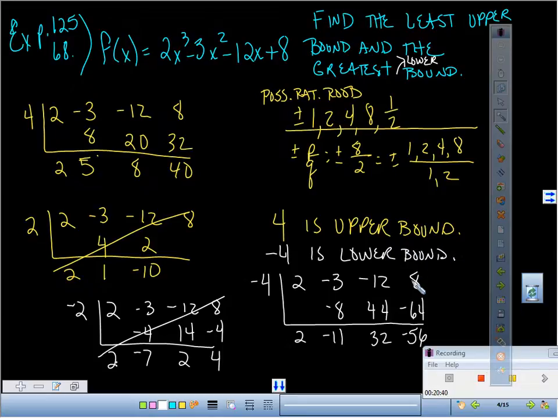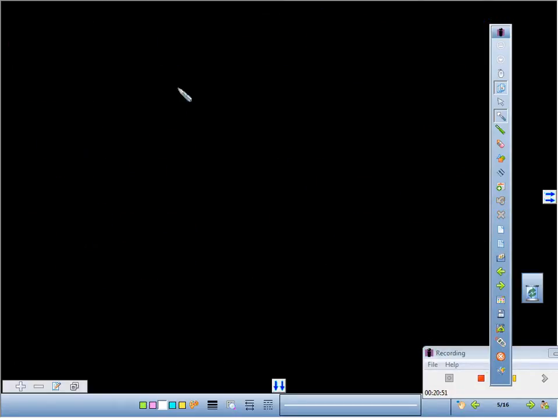Okay, so that's not too hard, is it? Do y'all want to try one by yourself? Okay. This is number 69 on that same page. It looks like this. It's tricky, so be careful with it.